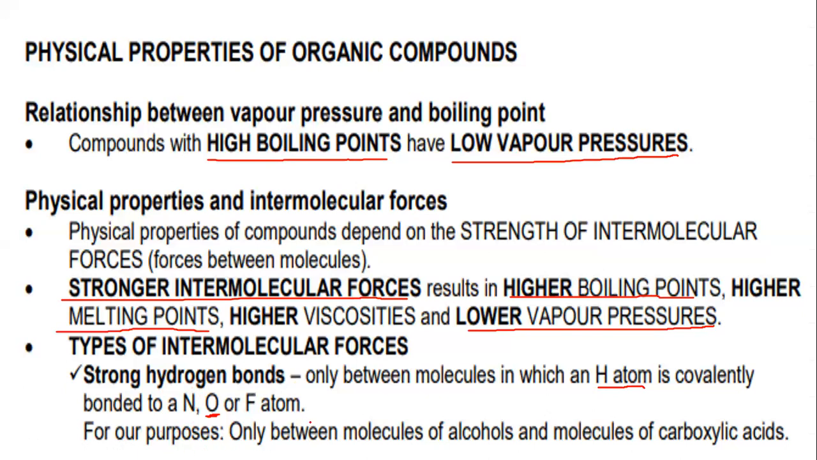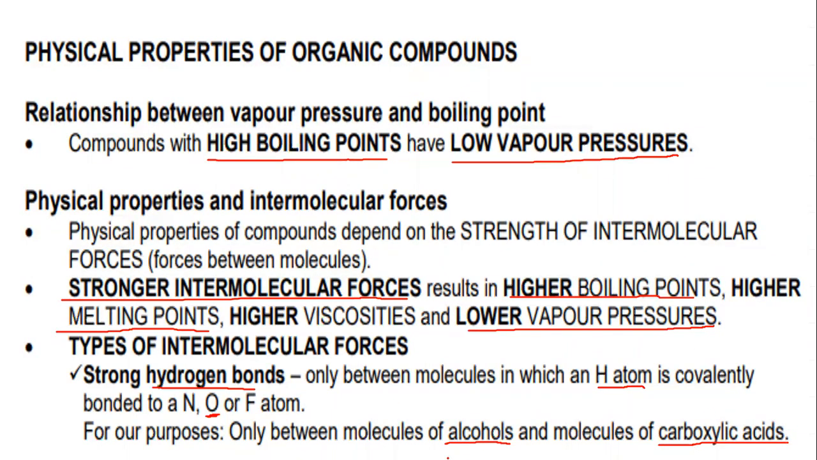And therefore, for our syllabus, it means these hydrogen bonds, we are going to get them in organic molecules that are alcohols and carboxylic acids. So when you see an alcohol, you know that it has those special intermolecular forces that we call hydrogen bonds. Your alcohols and your carboxylic acids, they have those hydrogen bonds, which are types of intermolecular forces.